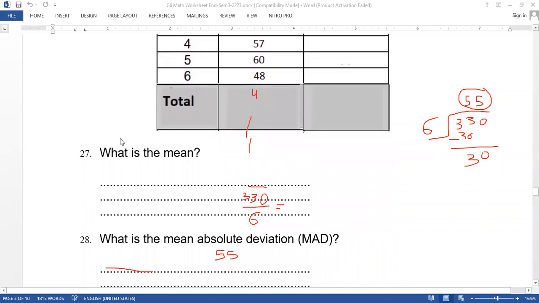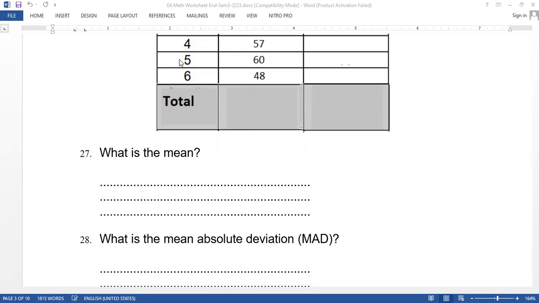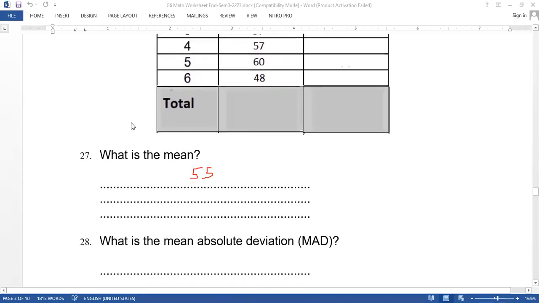What is the mean absolute deviation? Here you have to be very careful. You have the mean now. You remember the mean is 55. Here we have many steps, guys. You have to be very careful. The mean is 55. How do I find the MAD?